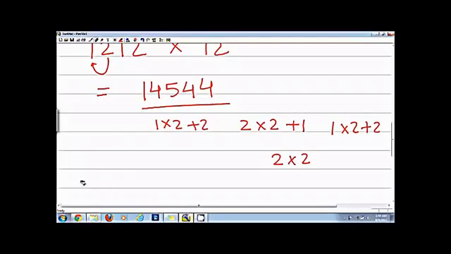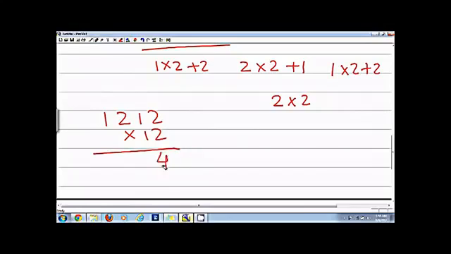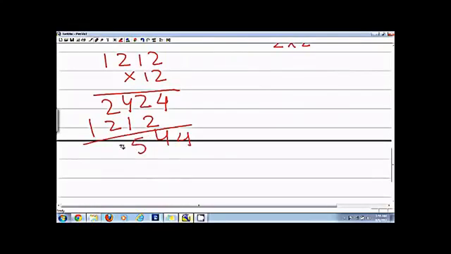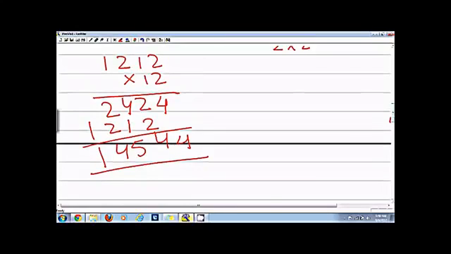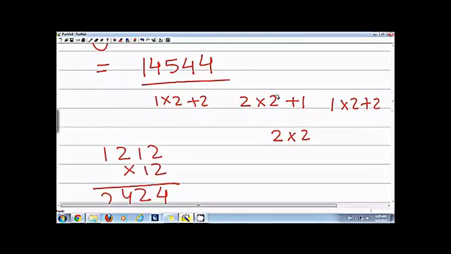I'll say 12 into 12, and that will be equal to 42, 42, and then 21, 21. So the addition is 14544, and that is what I think I got my answer to. So 14544. So that is the answer.